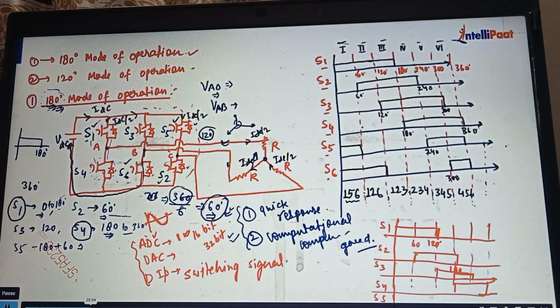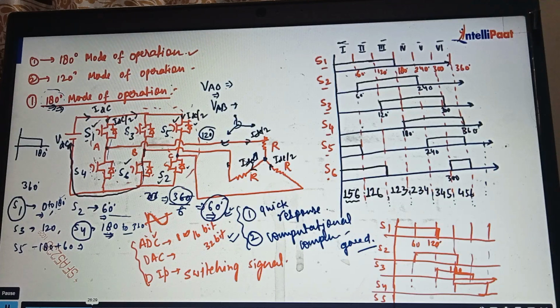If you go with the 120-degree mode of conduction, we will find some non-conducting zone. For this, you will not find any non-conducting zone, right? But in case of 120-degree mode of conduction, you will find the non-conducting zone where some of the switches are not conducting, and only 2 switches are conducting at a time.